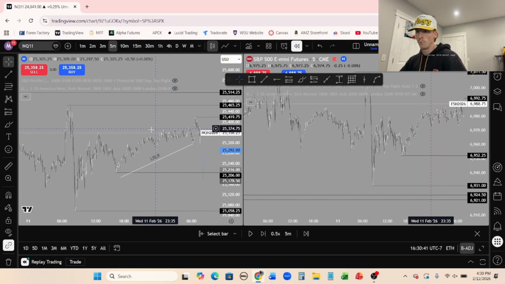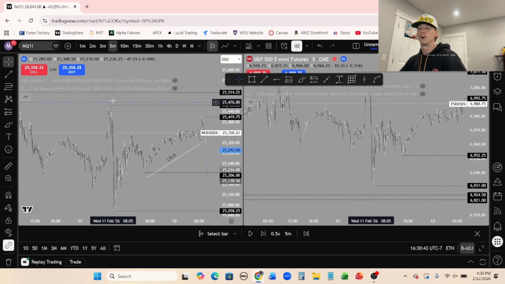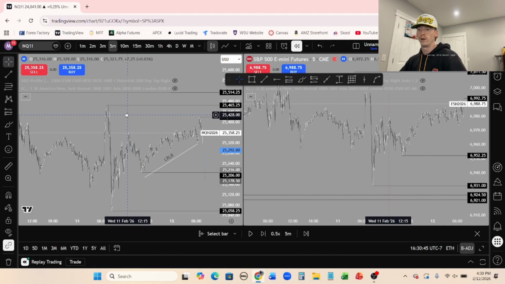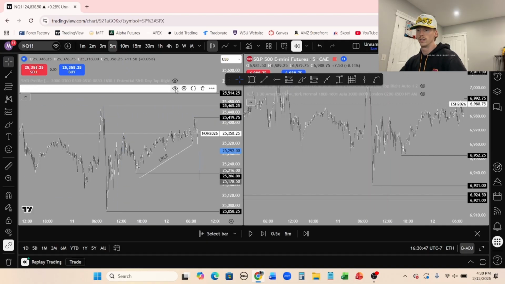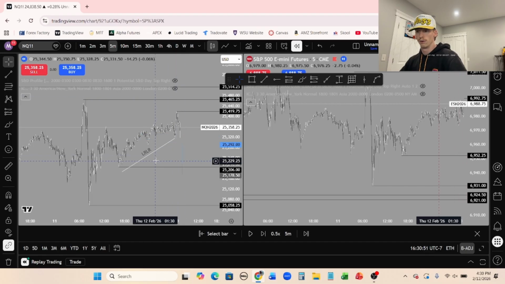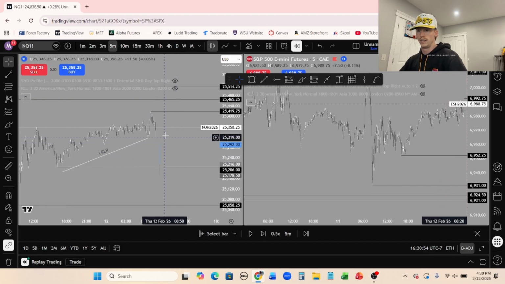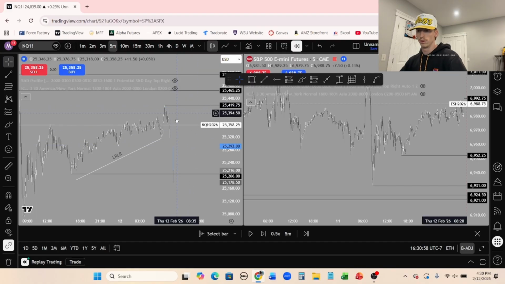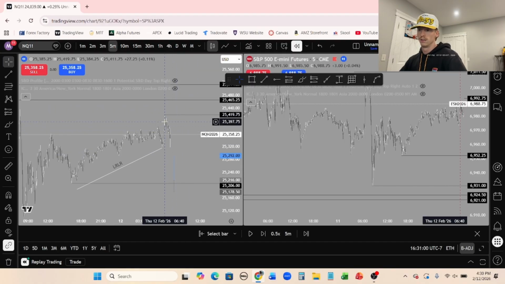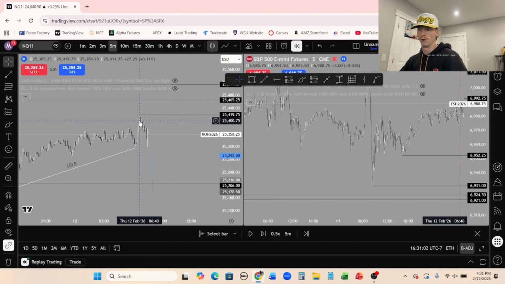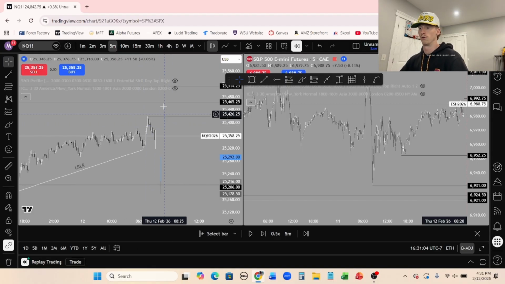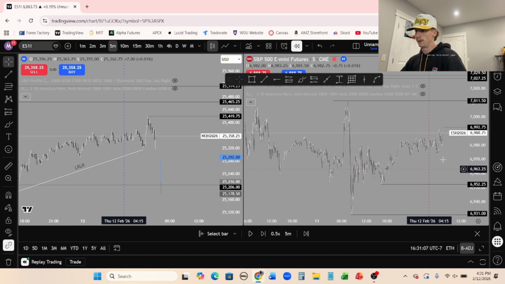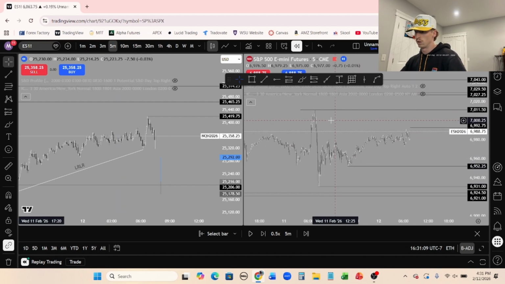Honestly, I was hoping we would have come up and swept this liquidity from, what was that, yesterday? Yeah, yesterday's highs, and then started going down. Because it never did that, I was hoping for any type of liquidity sweep, maybe even this liquidity sweep from this morning, about an hour before market open.